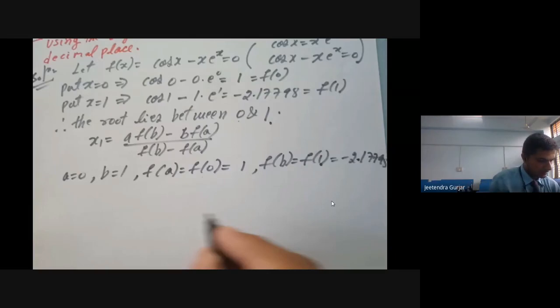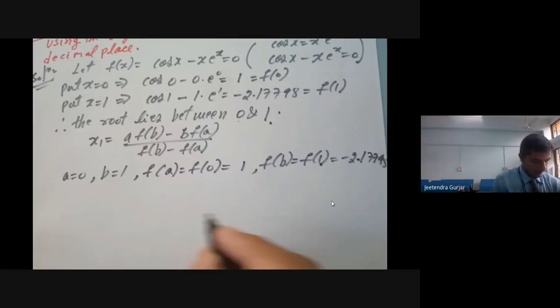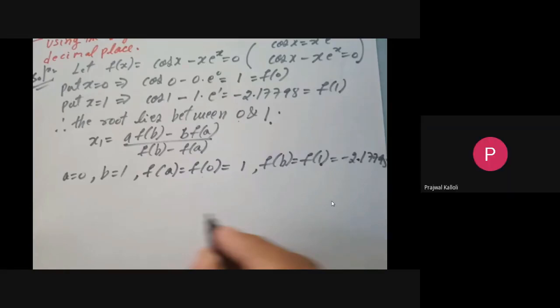Cos 1 minus. Yes, sir. Minus 1.718, not minus 1.71, correct. Okay, so accordingly you have to simplify now. So everything will change then. Only that answer will change, sir.